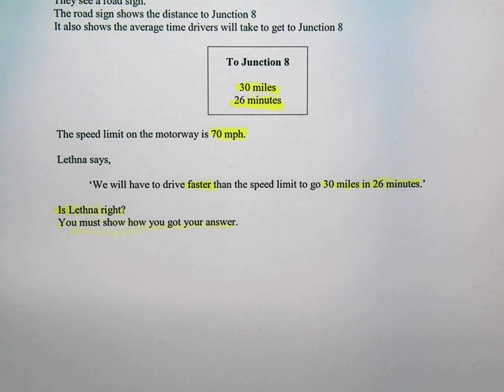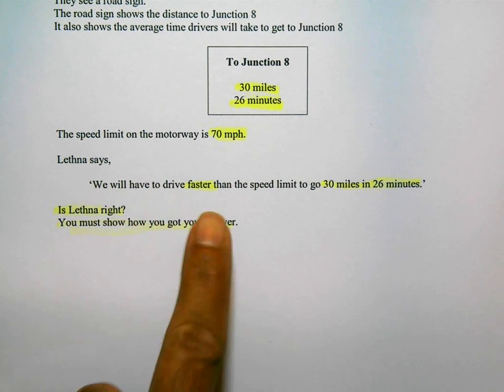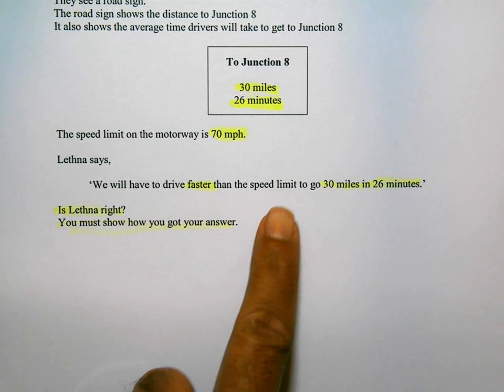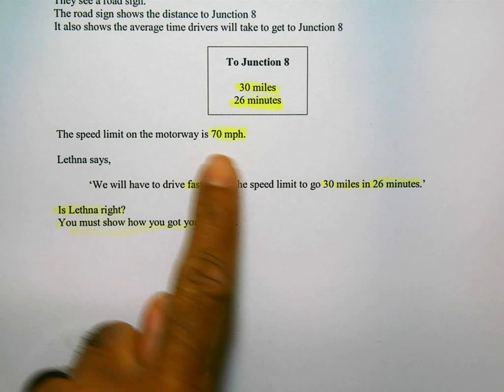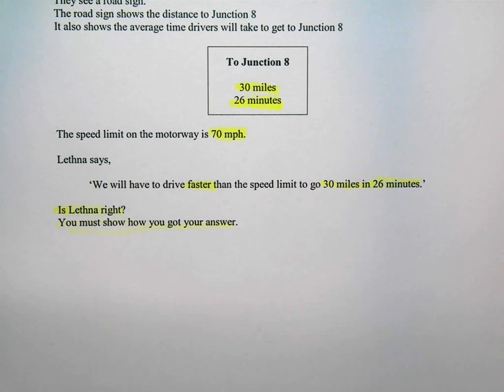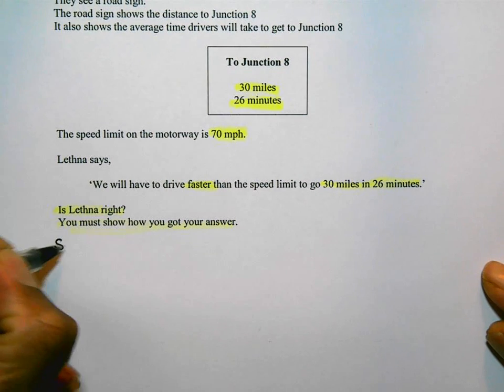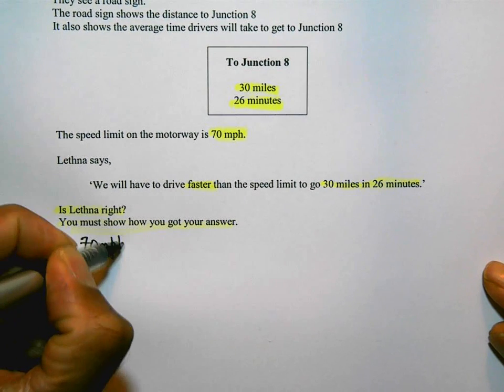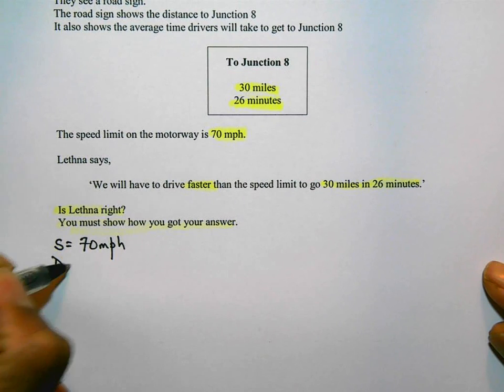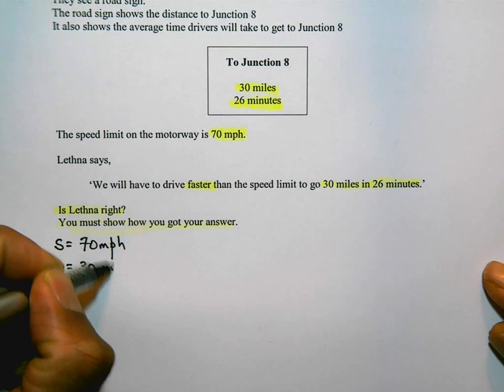Now what we need to do is to see how far they're going to travel in 26 minutes, because she says we will have to drive faster than the speed limit to go 30 miles in 26 minutes. Well, if I look at the speed limit of 70 miles per hour and find out how long it takes me to travel 30 miles, so let's say the speed is equal to 70 miles per hour, and the distance that I want to travel is 30 miles. How long is that going to take me?